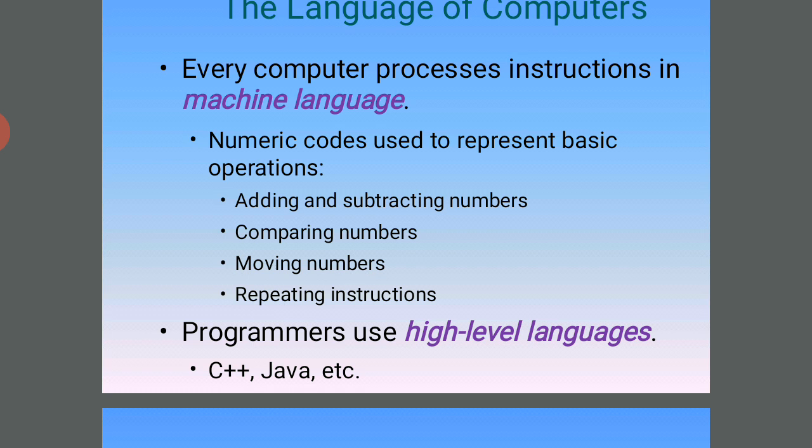Here we have machine languages and high level languages. The machine languages mainly do adding, subtraction, comparing numbers, and moving numbers. In the arithmetic logic unit, whether it is adding or subtraction, it does the operation, and the data entered by the user is processed there. So these numeric codes represent the basic operations, moving numbers and repeating instructions. The high level languages are C++ and Java.